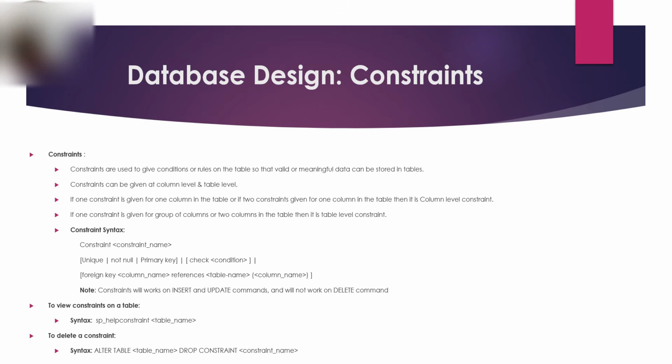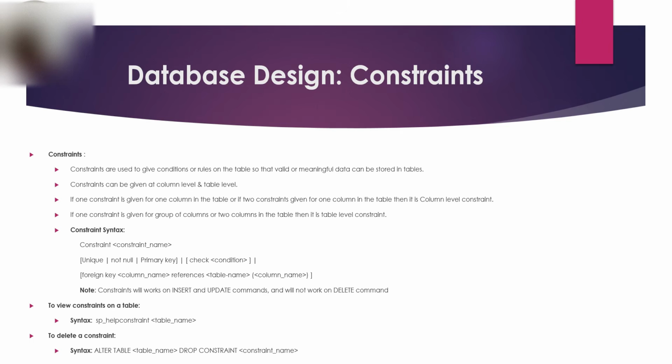Constraints can be given at the column level or at the table level. If one or two constraints are given for a single column in the table, then it is a column-level constraint. If a constraint is given for a group of columns, or two columns, in the table, then it is a table-level constraint.